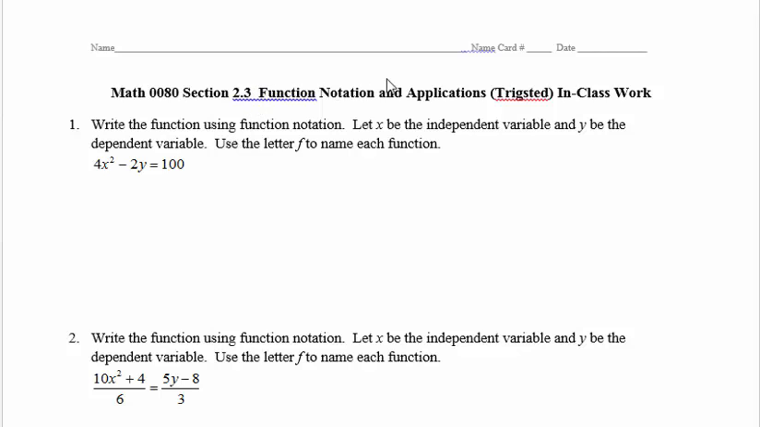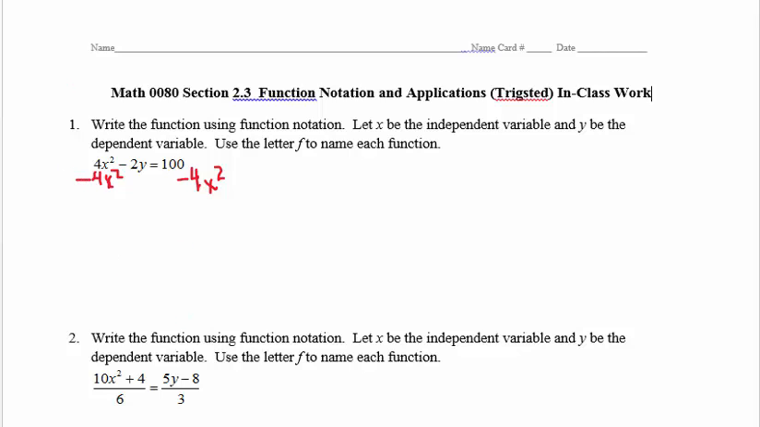Okay, let's take a look at section 2.3 worksheet on function notation and applications. We're going to write the function using function notation. We're going to let x be the independent variable and y the dependent variable. We're going to use the letter f to name our function. So 4x squared minus 2y equals 100. We want to solve this for y, which is our dependent variable.